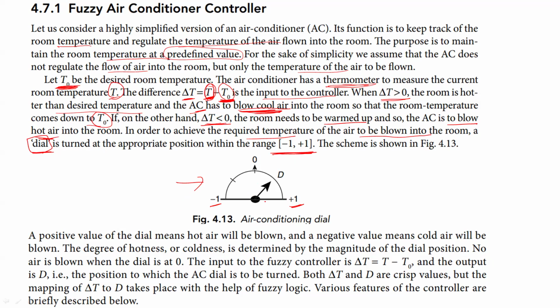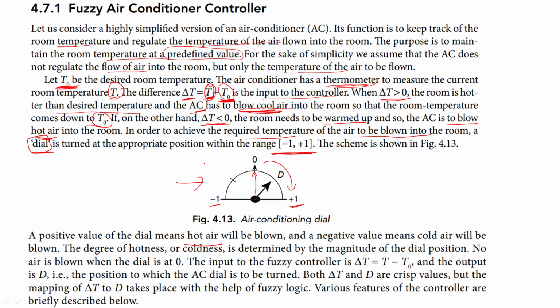So what happens here is this. If the dial is at zero, no air will be blown. You can see the arrow showing that when it is at zero position, no air will be blown from the AC. But when it moves in the positive direction, from 0 to +1, hot air will be blown.